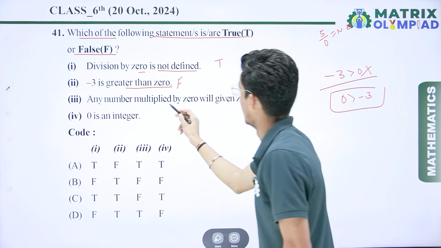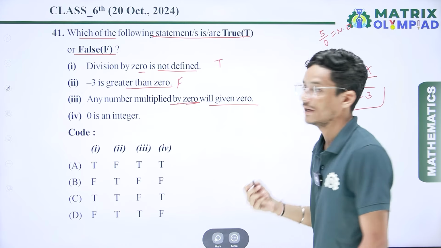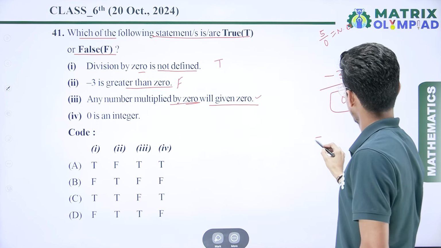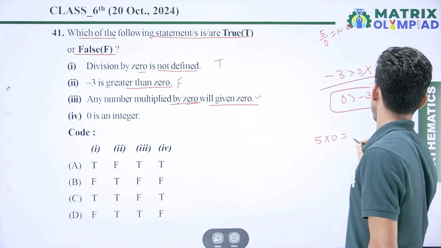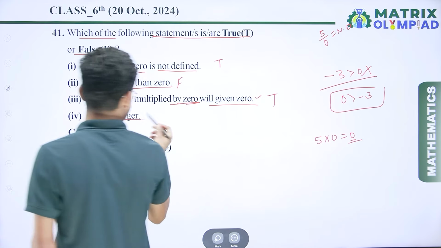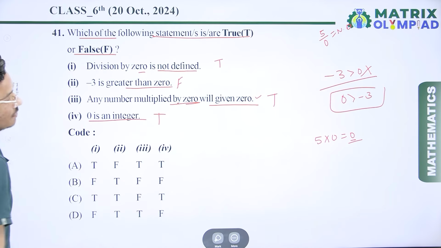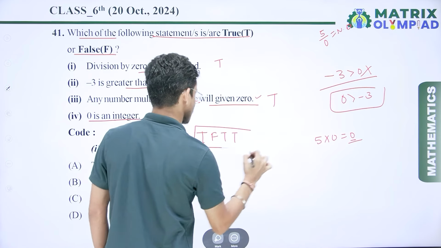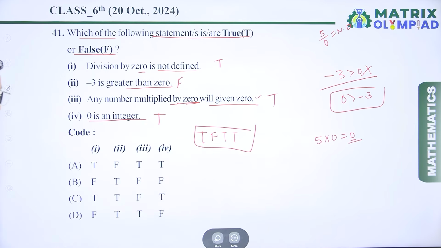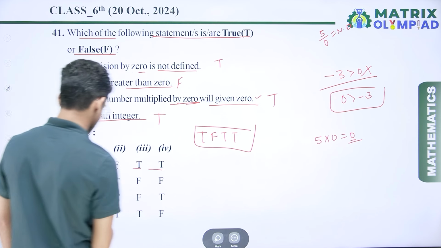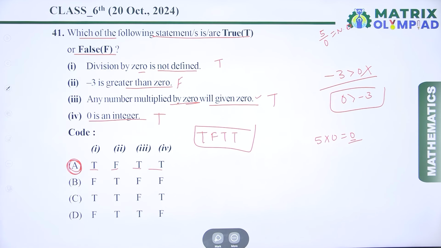Any number multiplied by 0 will give 0. Let's assume a number 5. If I multiply it by 0, I get the result 0, so this one is true. 0 is an integer, so this one is also true. So here we get T, F, T, T. Check which option is correct. T, F, T, T. So here option number A is the correct answer.